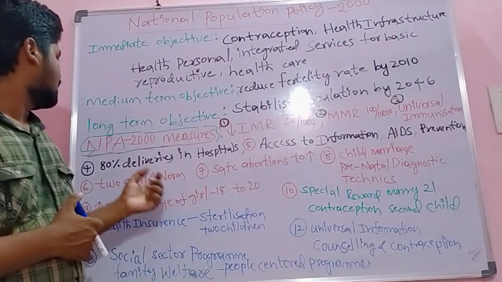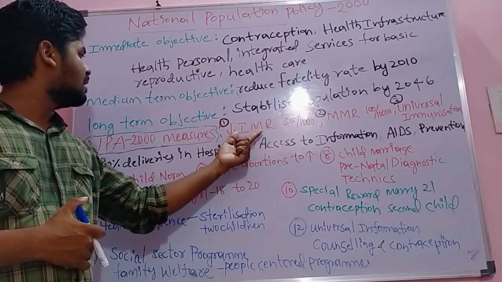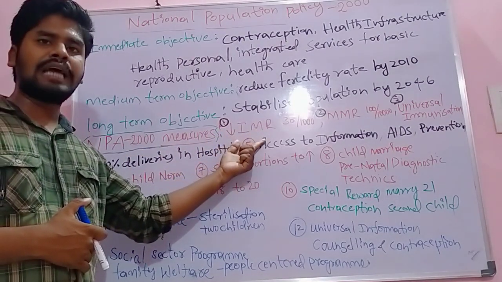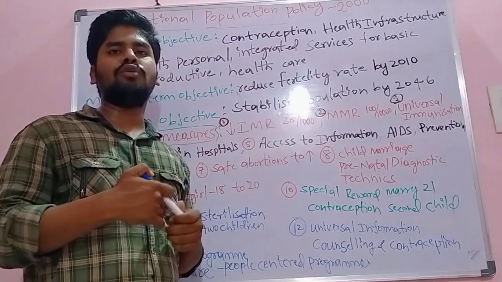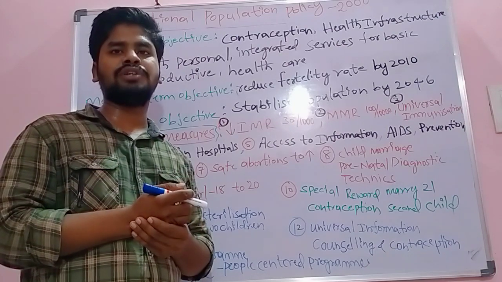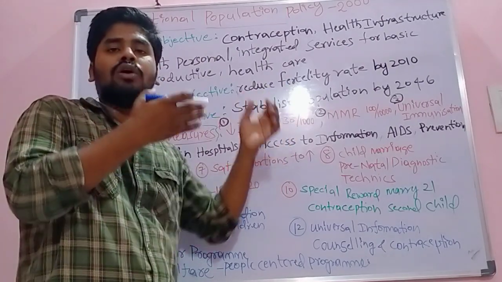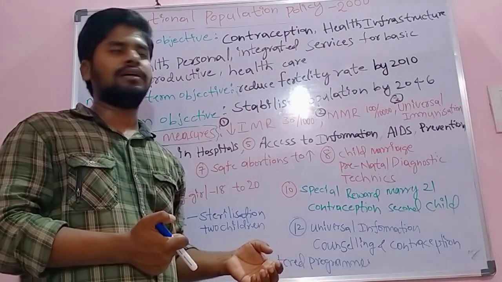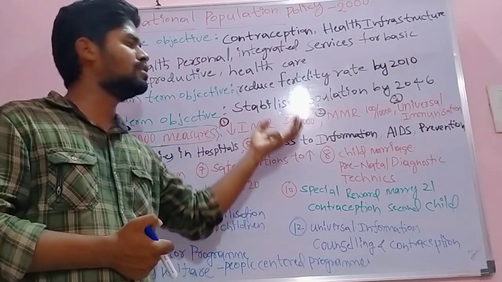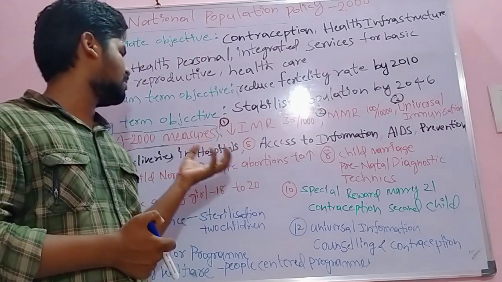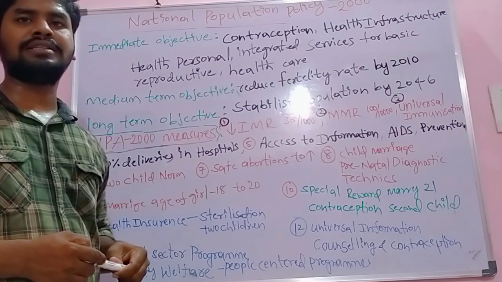Just look here. National population policy in 2000: decrease the infant mortality rate. What is the infant mortality rate? Out of every 1000 live births, how many children die? It has to be below 30, right? So reduce the infant mortality rate. That is one of the major objectives of this national population policy.